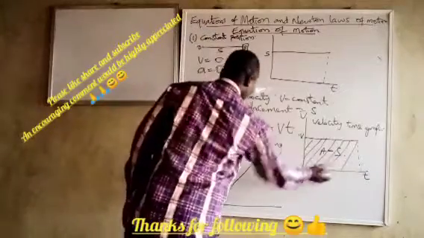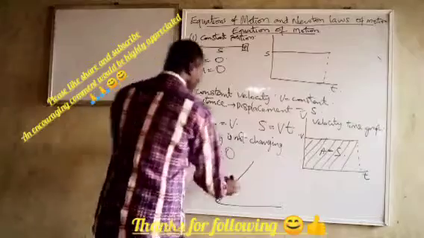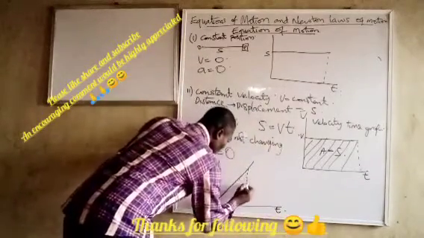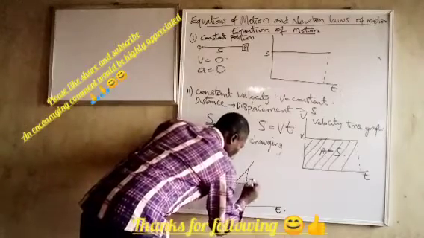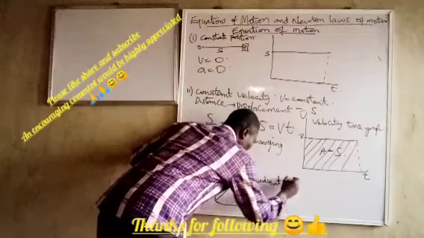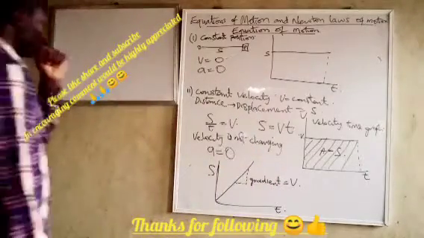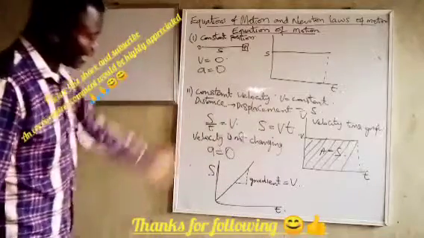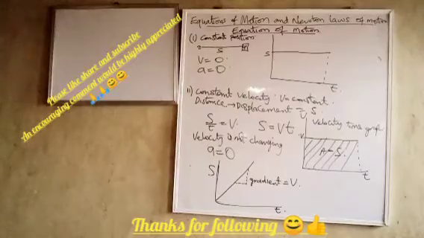As the time is increasing, the distance or displacement is also increasing. So this is it. And the rate, the gradient of this graph will be equal to V, constant V. So please note this. ST, I want you to get it very well. The S will be going straight forward. Thank you.